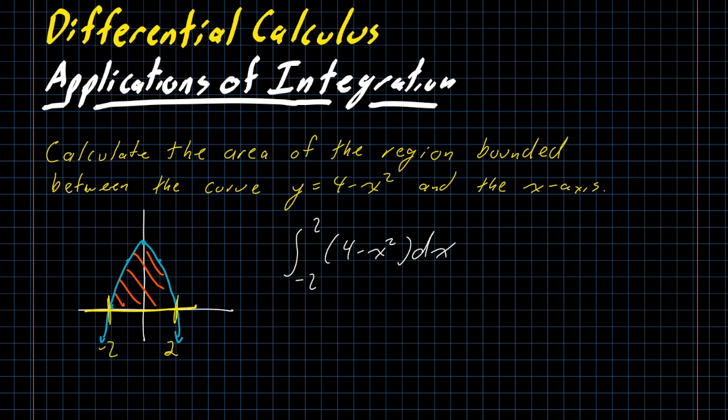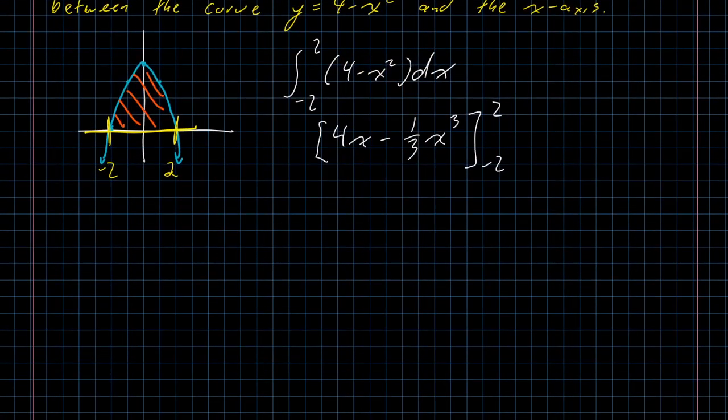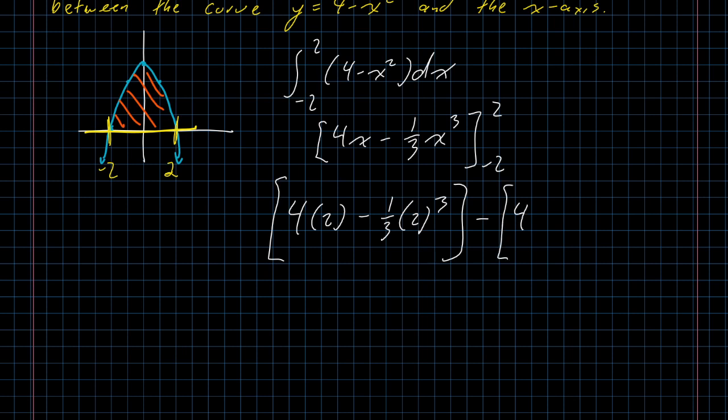An antiderivative of 4 minus x squared is 4x minus 1/3 x cubed. Evaluate that at our limits of integration. We will have 4 times 2 minus 1/3 times 2 cubed, minus 4 times -2 minus 1/3 times -2 cubed.